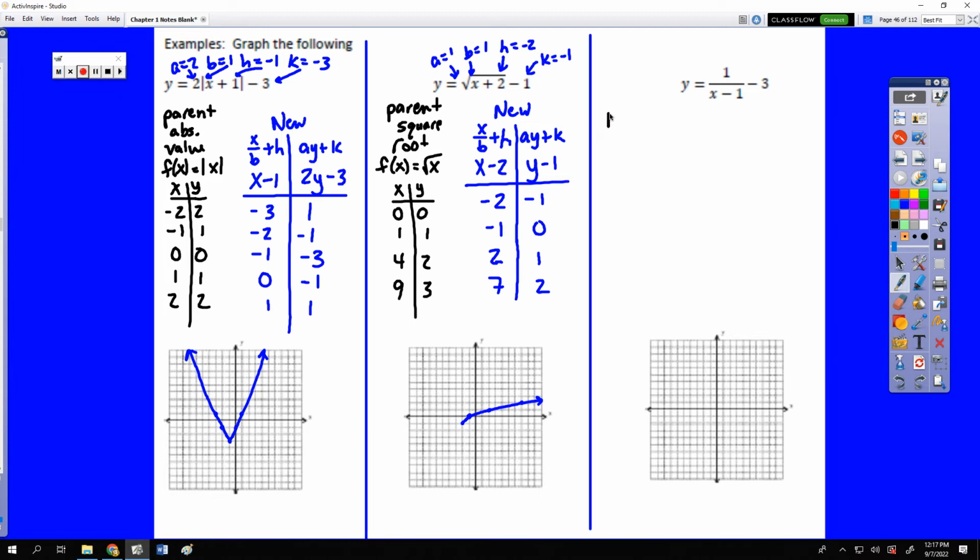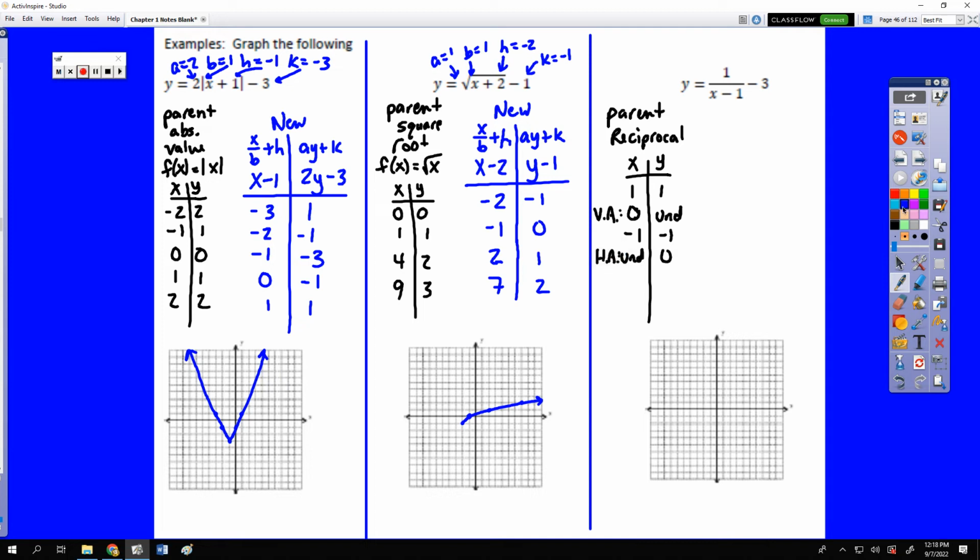Last example here is a reciprocal parent. Remember that has 4 points as well, but 2 of them are actually the vertical and horizontal asymptotes. So (0, undefined), that's your vertical asymptote. And then (undefined, 0), that's your horizontal asymptote.